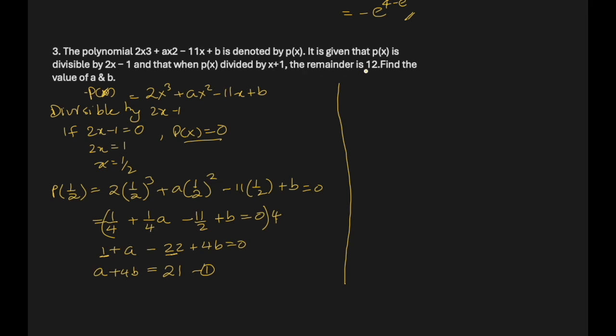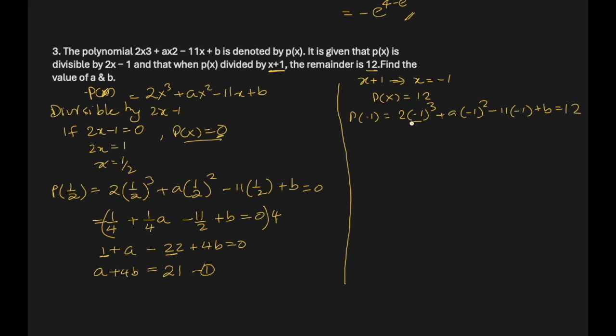Okay, let's form equation number 2. They said the remainder is 12 when it is divided by x plus 1. So by remainder theorem, x plus 1 will give us x equal to minus 1, but it is not a factor, so it will not be equal to 0. P(x) will be equal to 12 if x is equal to minus 1. So let's write P(-1) is equal to 2 times (-1) cube plus a(-1) square minus 11(-1) plus b will be equal to 12.